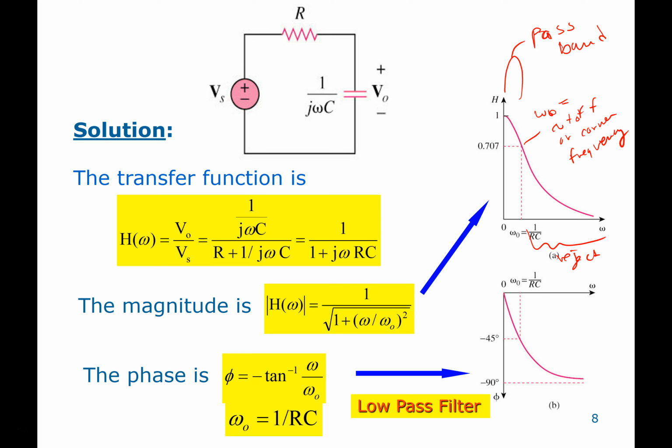So in other words, if Vs is cosine of omega 0 over 100 t, then Vo is going to be approximately the same magnitude because your frequency is 1/100th of omega 0. So you're way down here, close to 1. So it's going to be approximately cosine of omega 0 over 100 t. And maybe there's a little phase shift, but there isn't hardly much of a phase shift at all.